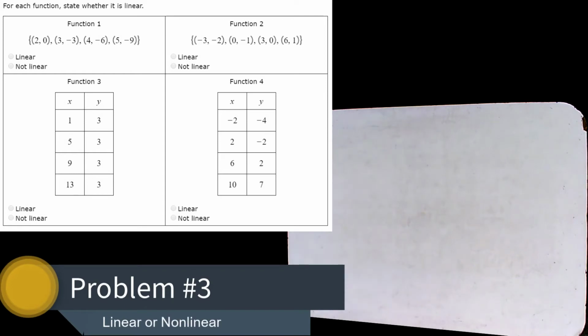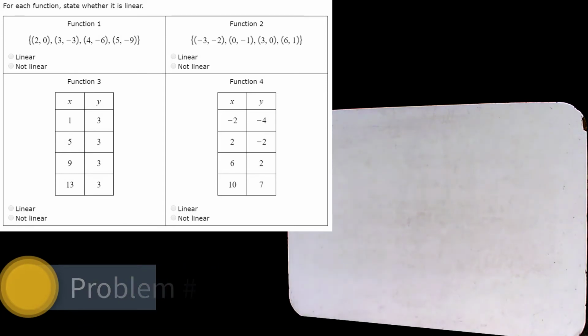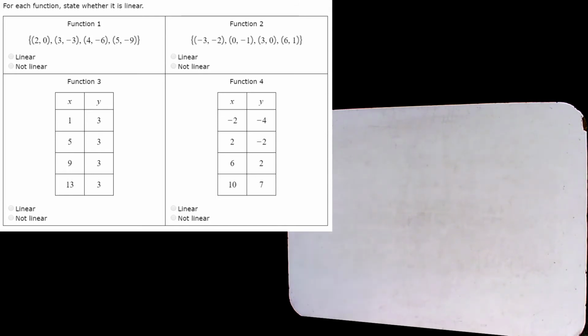Our next problem is one I borrowed from Alex and will be in your Alex assignment today. So we've got basically 4 functions here. We've got the first function that's written as a set of ordered pairs, the second function that's also written as a set of ordered pairs, our third function, which is in a table, and our fourth function, which is in a table. So let's take a look at each of these functions one by one.